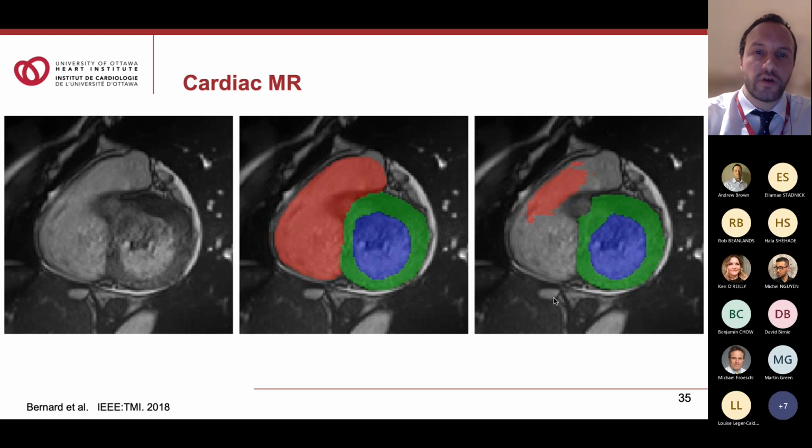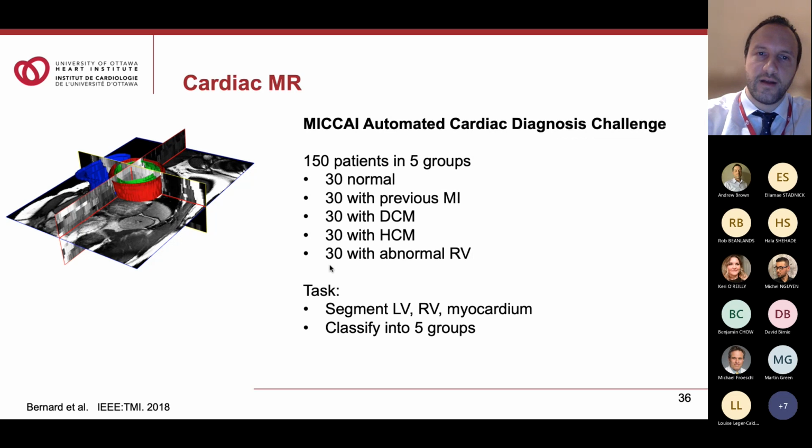Now moving on to cardiac MRI. A classic task in MRI is to segment the heart: the left ventricular cavity, the myocardium, the right ventricle. And if you've ever read an MRI scan, you'll know that these tasks can be quite long and tedious to perform. So this is an obvious application for AI algorithms.